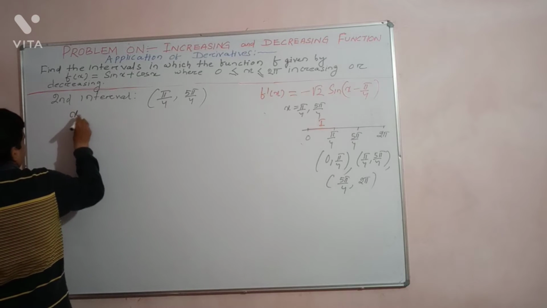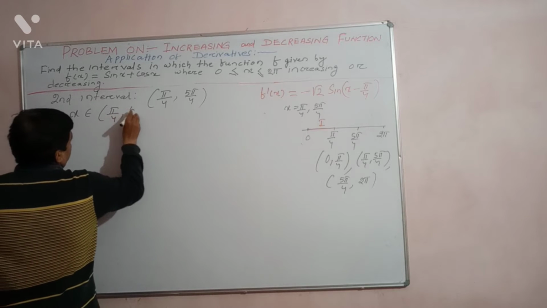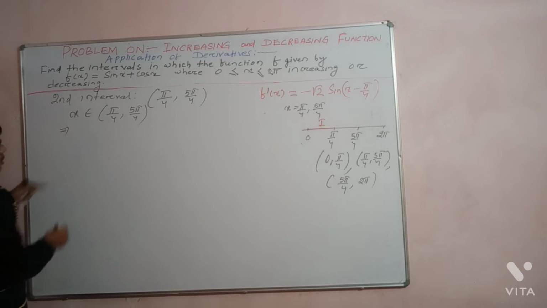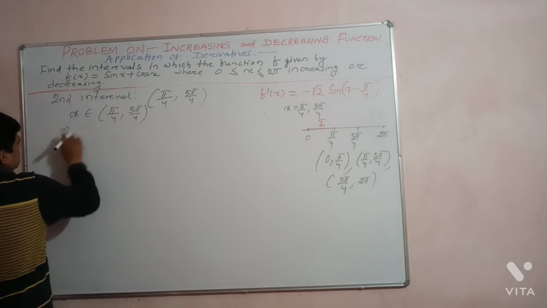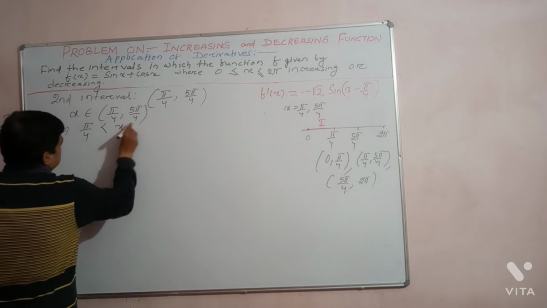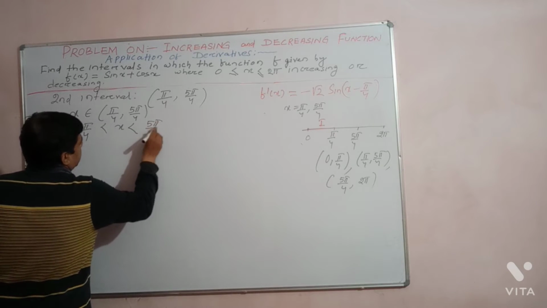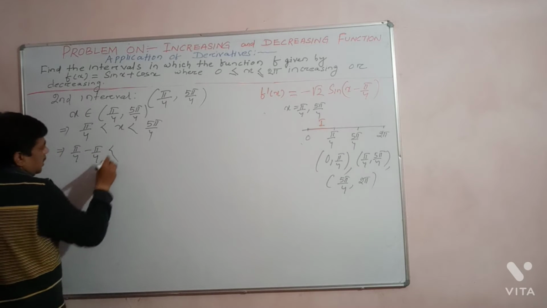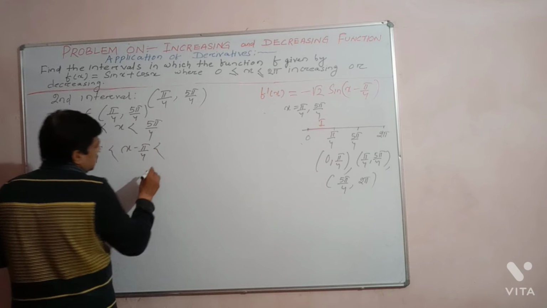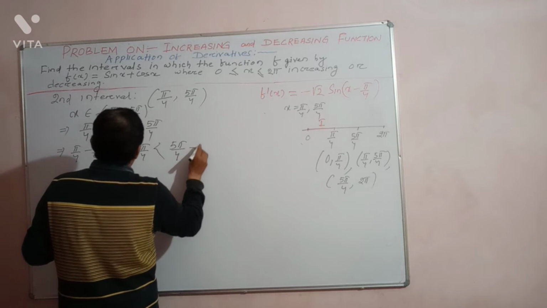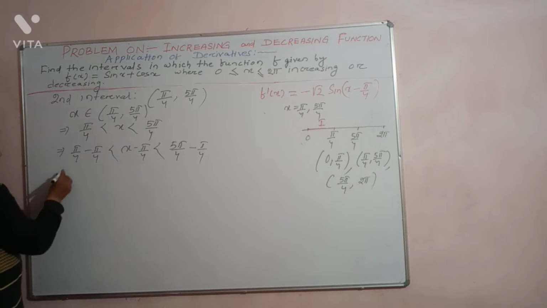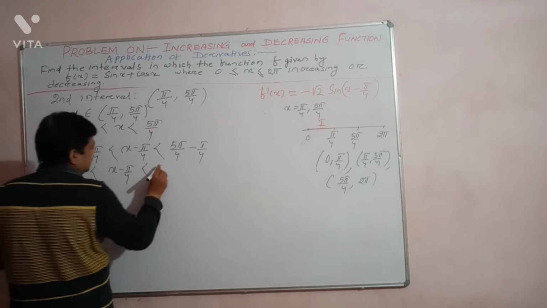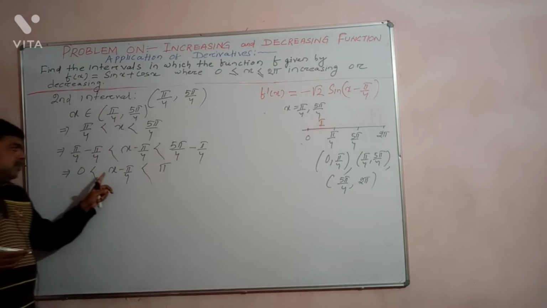It means here x belongs to pi by 4 and 5 pi by 4. Okay, it means the domain of the function lies between pi by 4 to 5 pi by 4. It means pi by 4 is less than x is less than 5 pi by 4. Understand? Now pi by 4 minus pi by 4 is less than x minus pi by 4 is less than 5 pi by 4 minus pi by 4. Is it clear? That implies 0 is less than x minus pi by 4 is less than pi. Understand or not?